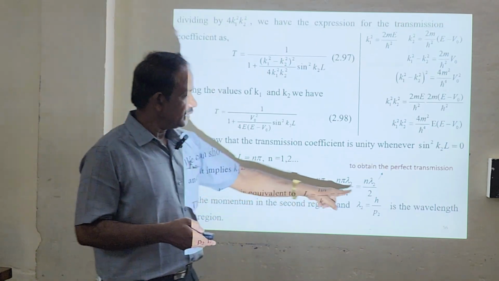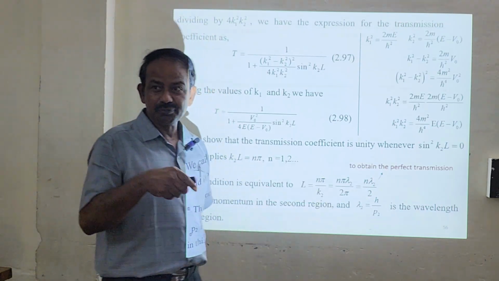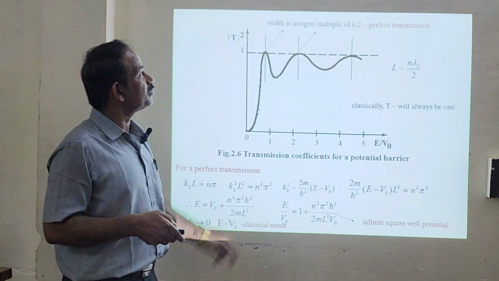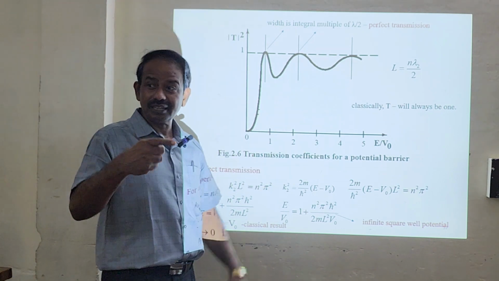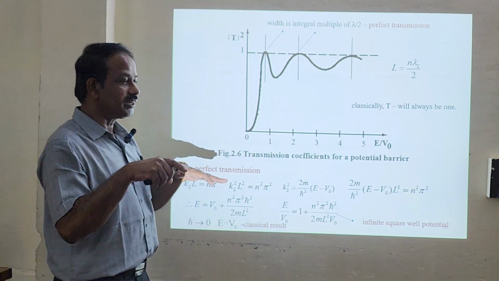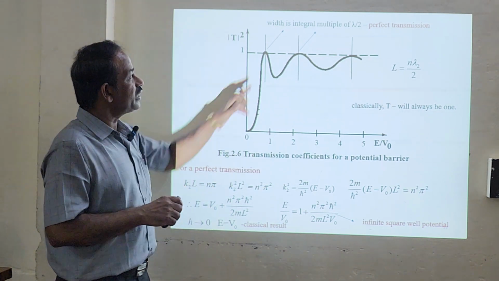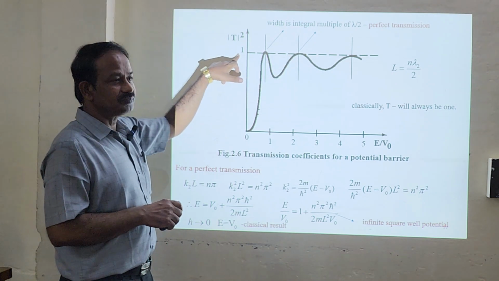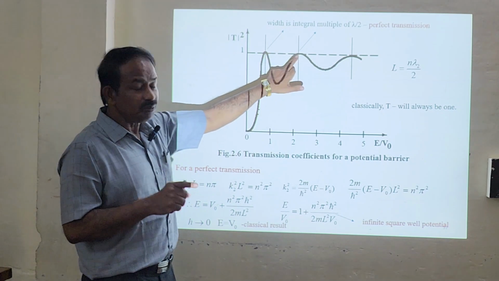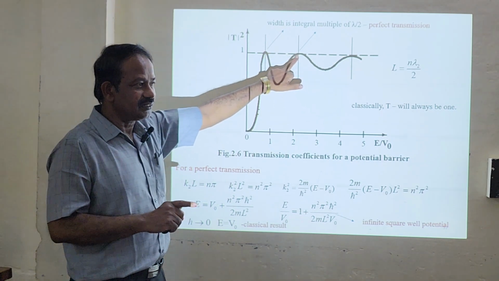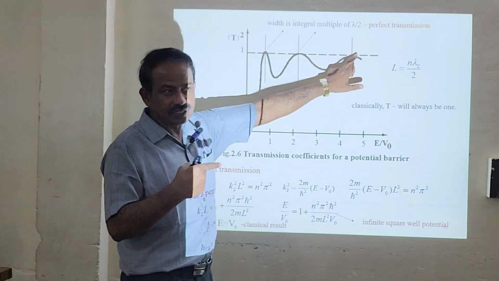So it means that it should satisfy this condition, n lambda by 2. See, this is the first lambda by 2, this is the second lambda by 2, this is the third lambda by 2. So where we can have constructive interference, it touches the maximum value. Here we have a perfect transmission, constructive interference. Here we have a perfect transmission, constructive interference. The next constructive transmission will be at this point.